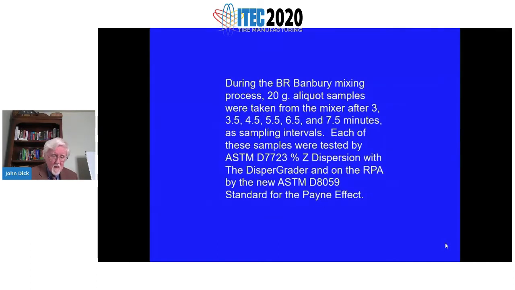On the next slide, during the BR Banbury mixing process, 20-gram aliquot samples were taken from the mixer after 3, 3.5, 4.5, 5.5, 6.5, and 7.5 minute intervals. Each of these samples were tested by the ASTM D7723 procedure for percent Z dispersion with the Dispergrader, and on the RPA by the new ASTM D8059 that we've just talked about. And we're using the Payne effect to measure what the dispersion is.